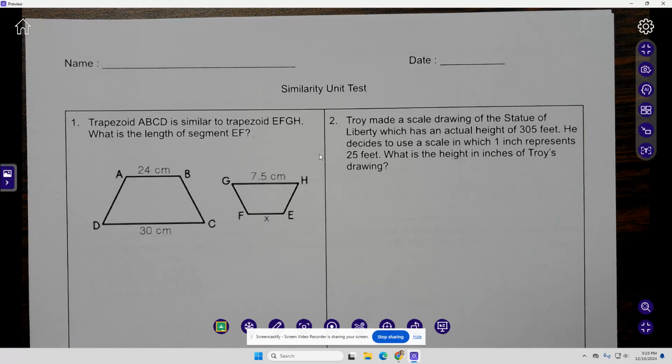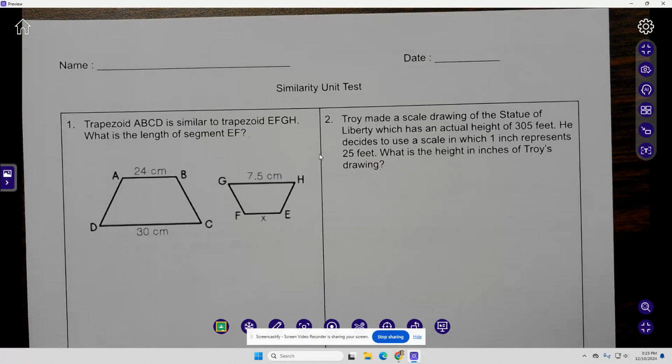Hi everyone, we're going to go ahead and do our similarity unit test corrections. If you need to pause so that you can listen or write down whatever you need to, please feel free. So we're going to go ahead and get started.